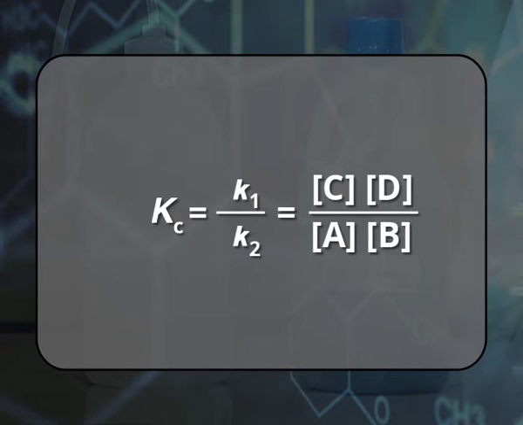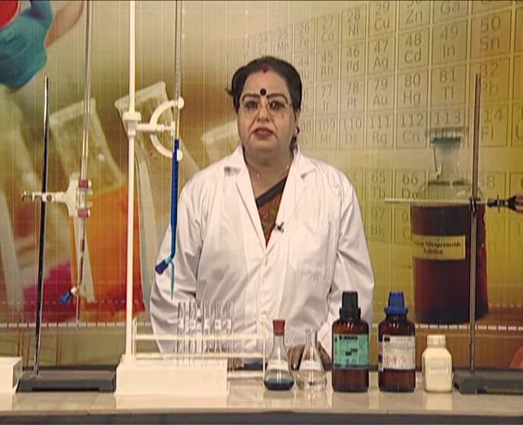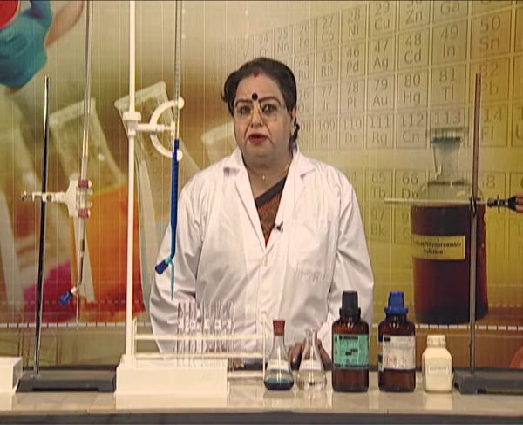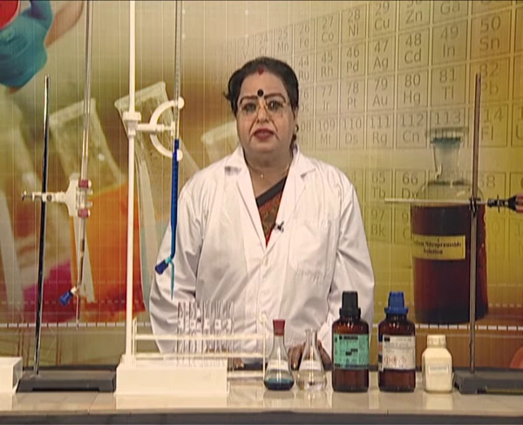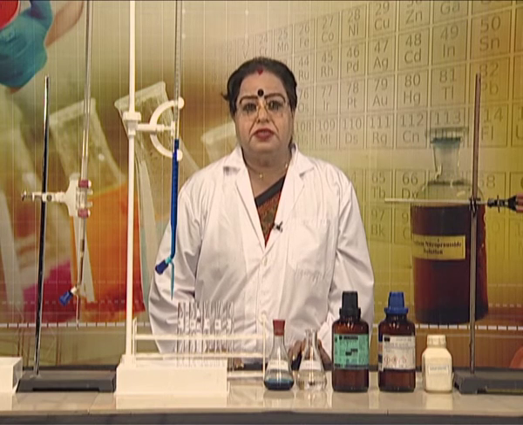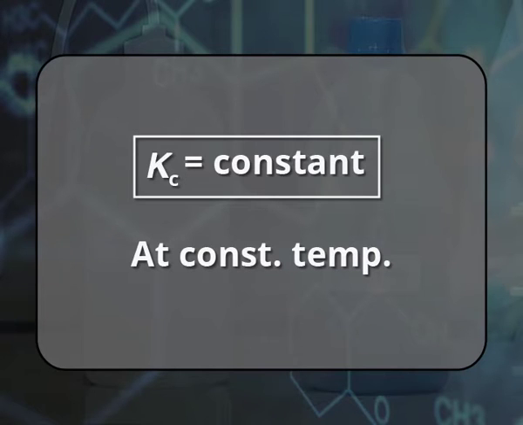K1 upon K2 is equal to, in the numerator, concentration of C into concentration of D, and in the denominator concentration of A into concentration of B. Here you can see that the concentrations of the products are written in the numerator and the concentrations of the reactants are written in the denominator. And this K1 upon K2 is now represented by another constant which is called the equilibrium constant, denoted as K equilibrium or Kc in this particular case, because we are using concentrations.